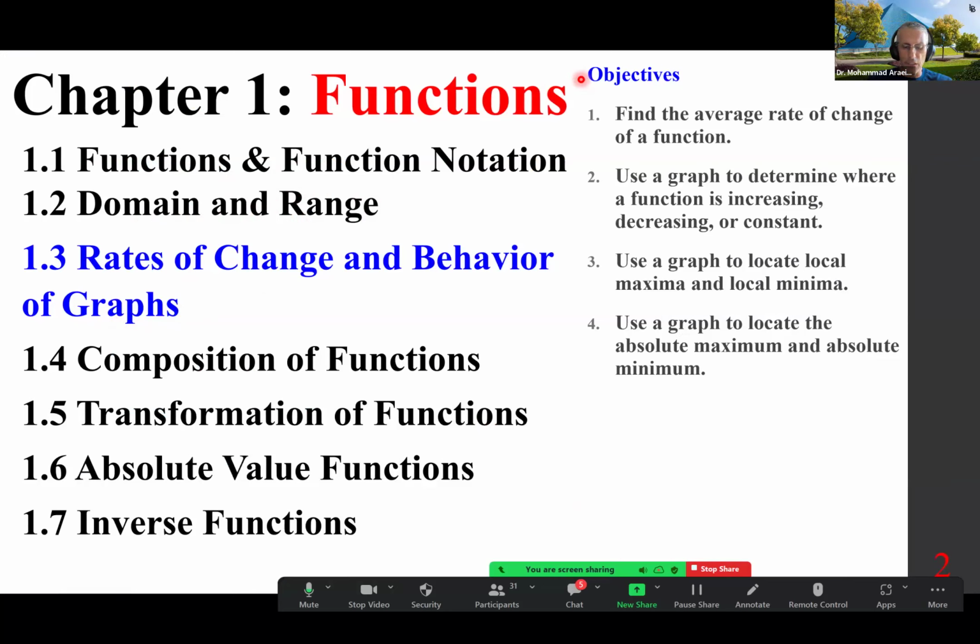Here are the objectives. Michael? Find the average rate of change of a function. Use a graph to determine where a function is increasing, decreasing, or constant. Use a graph to locate local maxima and local minima. Use a graph to locate the absolute maximum and the absolute minimum. Excellent.